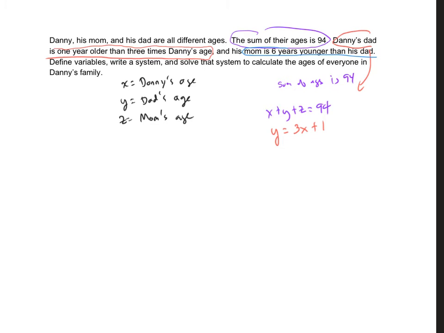And then the problem says his mom is 6 years younger than his dad. Well, his mom is z, his dad is y, so mom is 6 years younger than dad. So if I were to take dad's age and take 6 away, it would be mom's age.